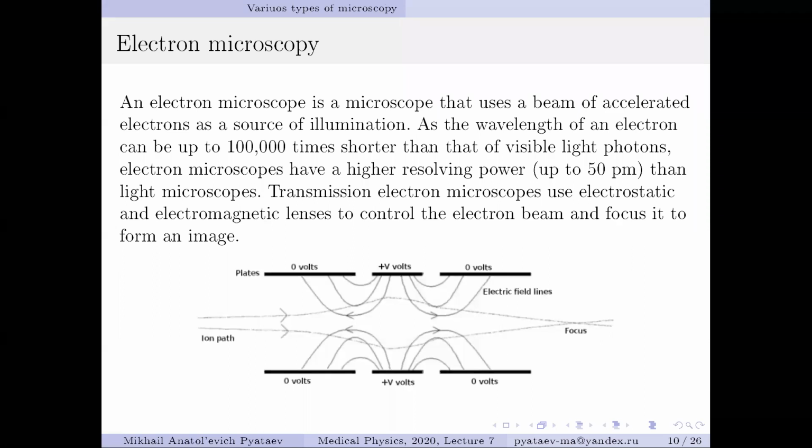The wavelength of light is a few hundred nanometers. The wavelength for electrons can be made smaller than 1 nanometer and even smaller. So we can get a probe which is not limited by diffraction. But to form an image with this type of probe, we need to enlarge this image.